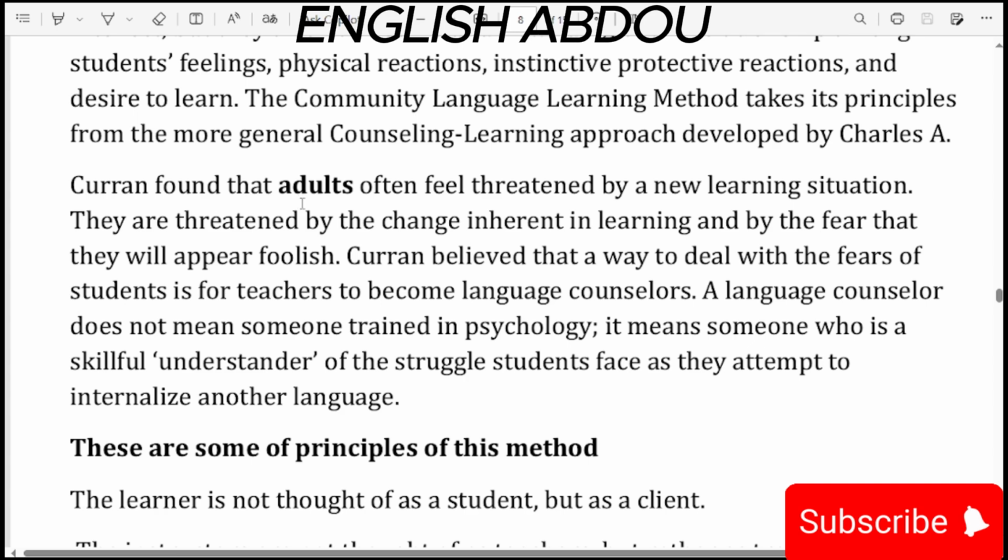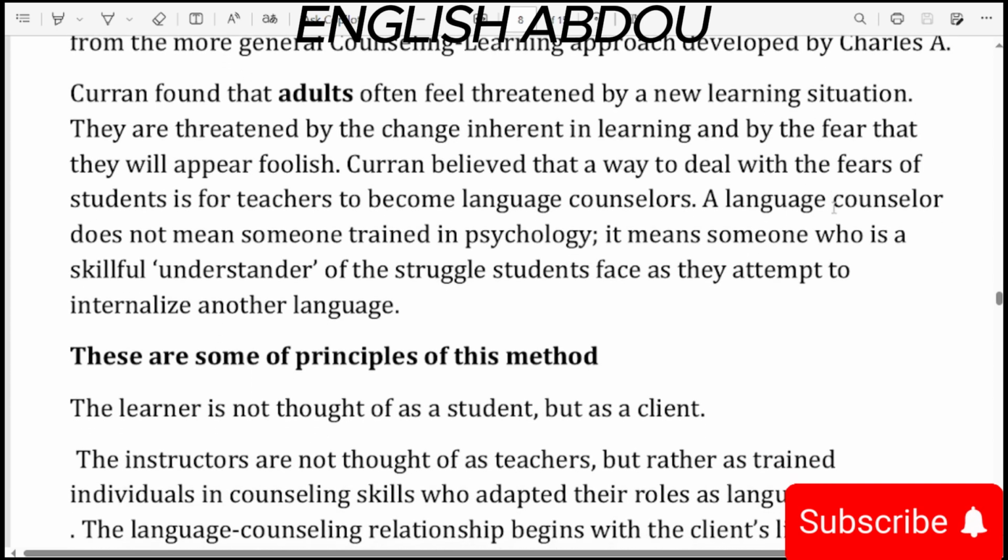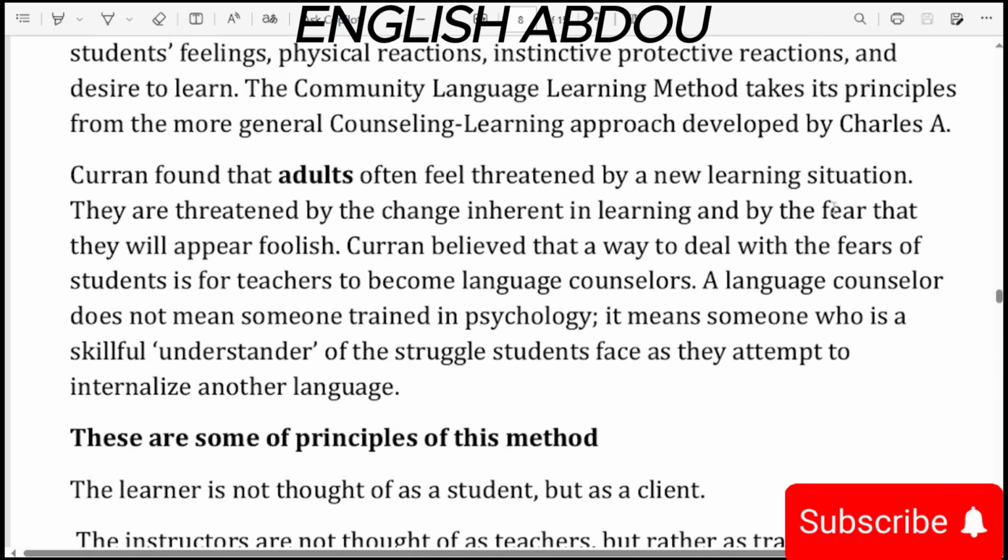Adults often feel threatened by a new learning situation. Threatened means they feel fear. They feel they don't have the ability because they're adults, and this method is just for adults who want to learn a language. They are threatened by the change inherent in learning and by the fear that they will appear foolish. Curran believed that a way to deal with the fears of students is for teachers to become language counselors.